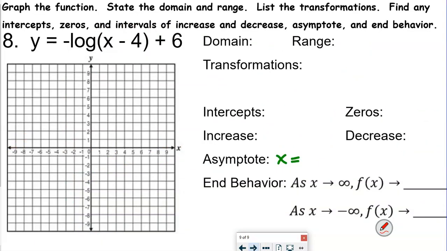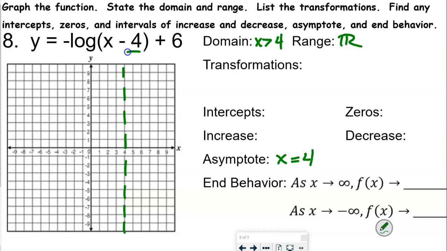So this one, same thing. When we look at this one, our domain and range are... Let's actually talk about our asymptote again. So we know because of this, our asymptote is going to be at 4, right? Hopefully you guys know that by now. Our asymptote is going to be x equal to 4. And our domain is going to be x is going to be greater than what? 4. Our range is going to be all real numbers.